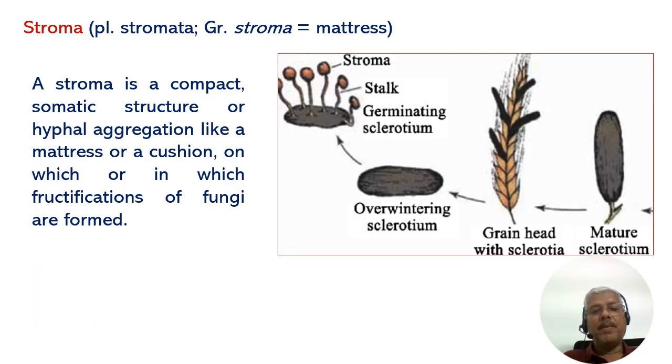Then stroma, which means a mattress. A stroma is a compact somatic structure or hyphal aggregation similar to a mattress or a cushion on which the fructifications of the fungi are usually found.